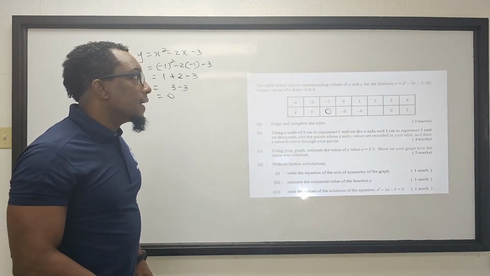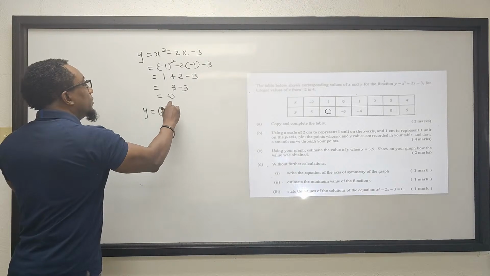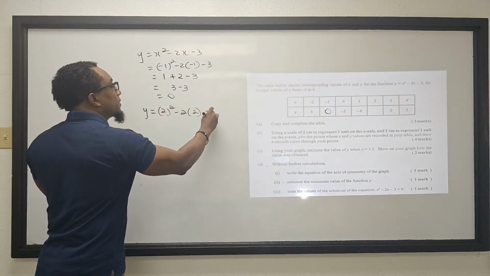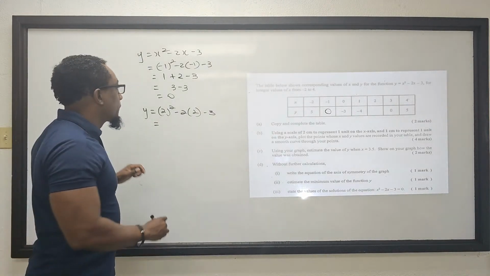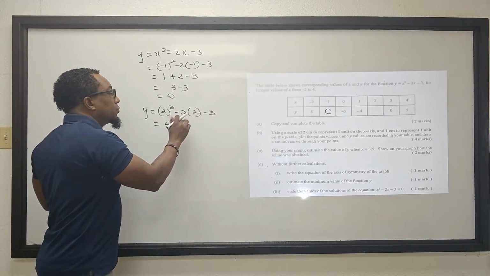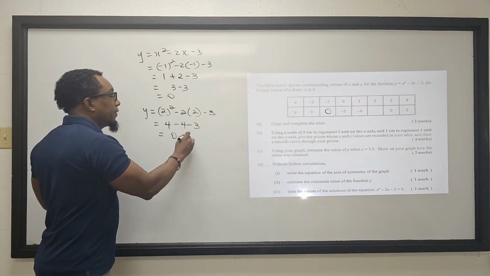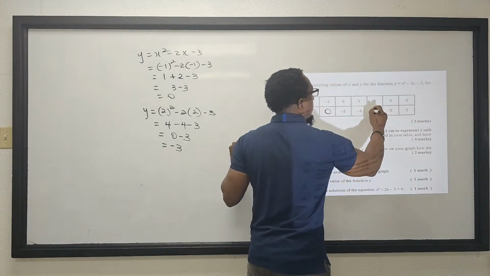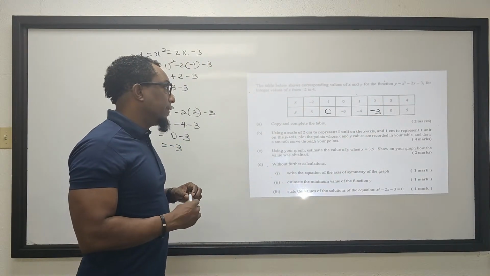And the second, when x is 2, what is y equal to? 2 in bracket squared minus 2 times 2 in bracket subtract 3. 2 squared will give us what? 4. Negative 2 by 2 is negative 4, subtract 3. 4 minus 4 is 0, subtract 3, which will give us negative 3. So when x is 2, y is negative 3.